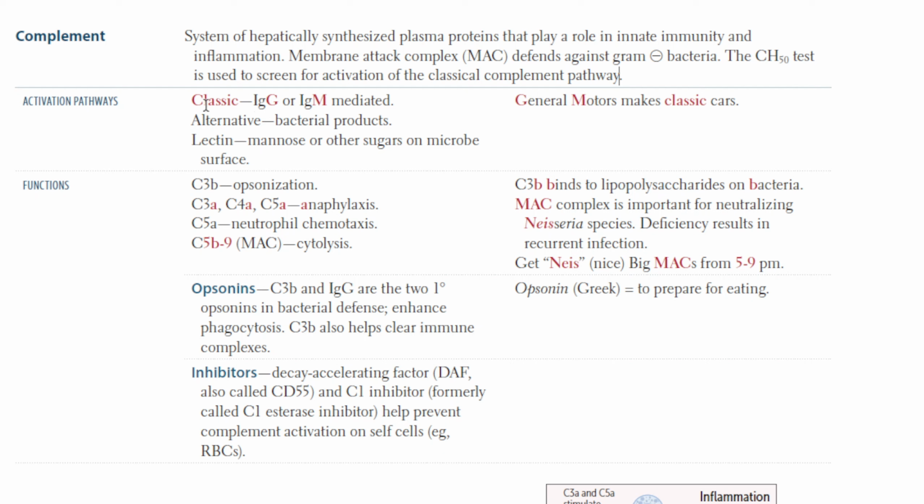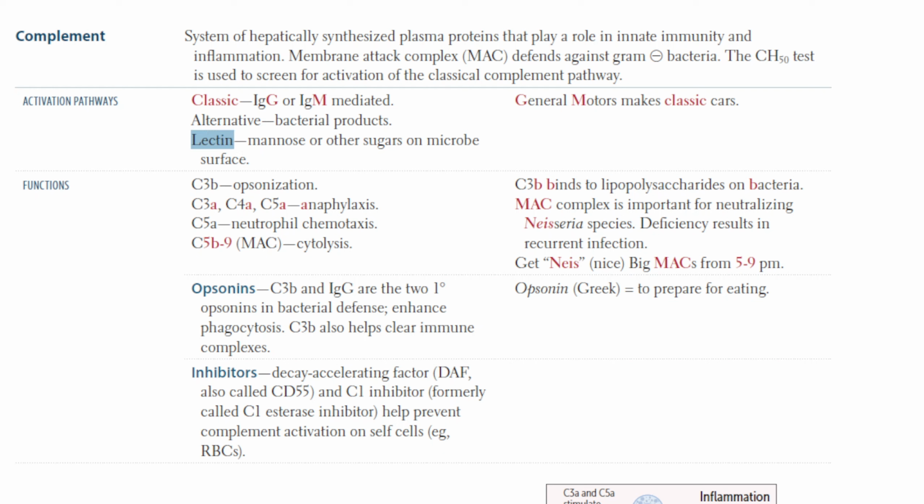Okay, so the alternative pathway is mediated by bacterial products. Alternative is mediated by bacterial products. Okay, classic one is IgG, IgM. So the next one is lectin.